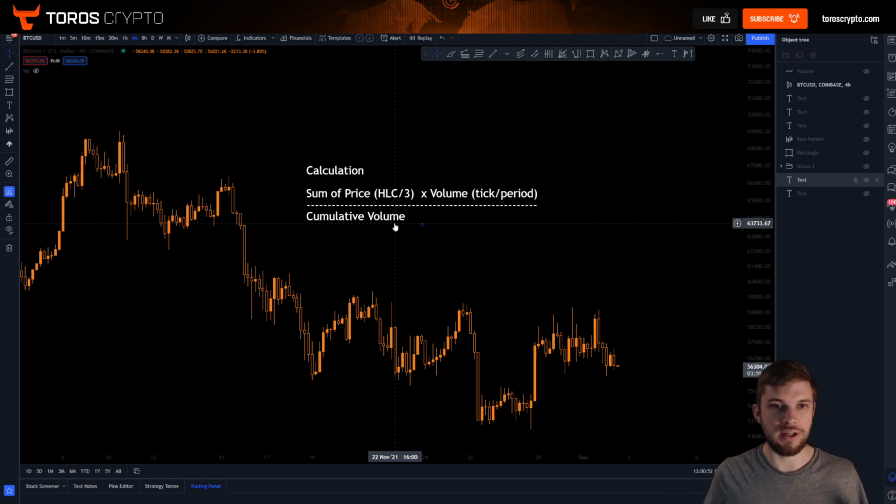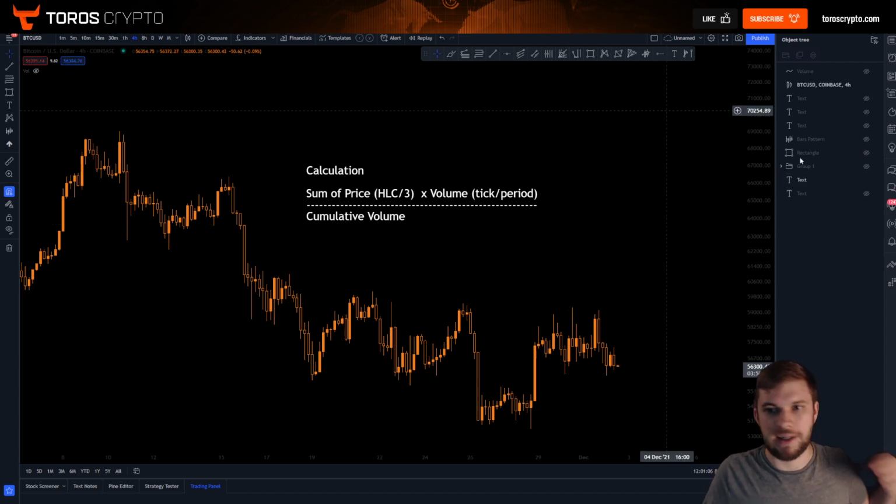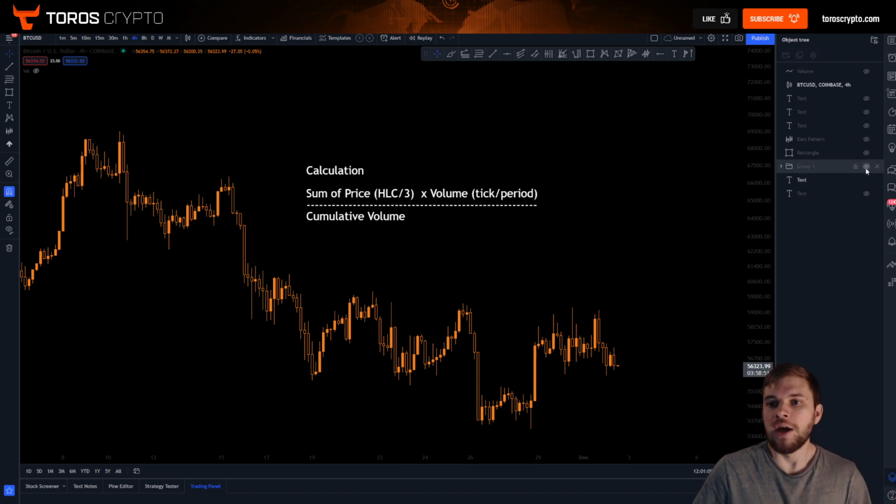So if it's a session, it will be all the candles or all of the ticks from the start of that session up until the point in the session that you're at now. And then obviously if you're changing the VWAP, then this can be taken from the week or from an anchored VWAP and so on and so forth.